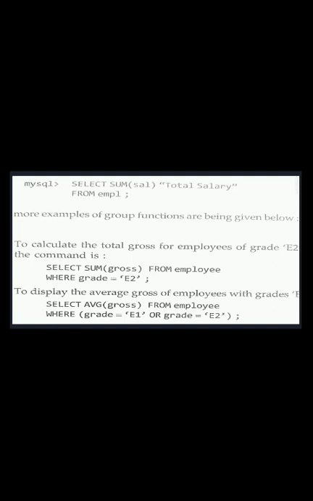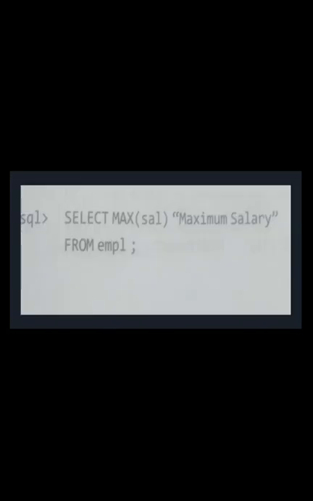Next one, SELECT AVG(gross). AVG is for average. So the average of gross is to be found where grade equals E1 or grade equals E2. For both grades, we have to get the average of our gross field. Next is max. SELECT MAX(sal), and under the heading maximum salary, it should display the values, FROM EMPL. Similarly you can do it for min also.